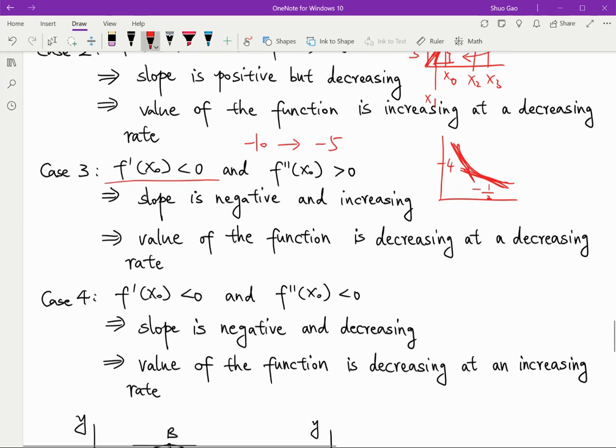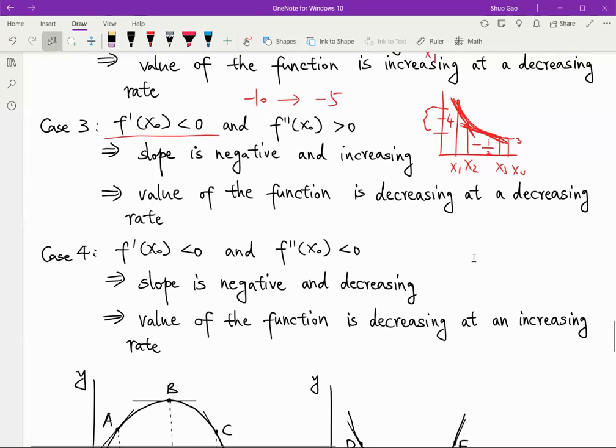So from x1 to x2, the function decreased this much, and then from x3 to x4, the function only decreased a very little bit, right? So the function is always decreasing, but at a decreasing rate, right? And so for the last case, the first derivative is negative, and the second derivative is also negative.